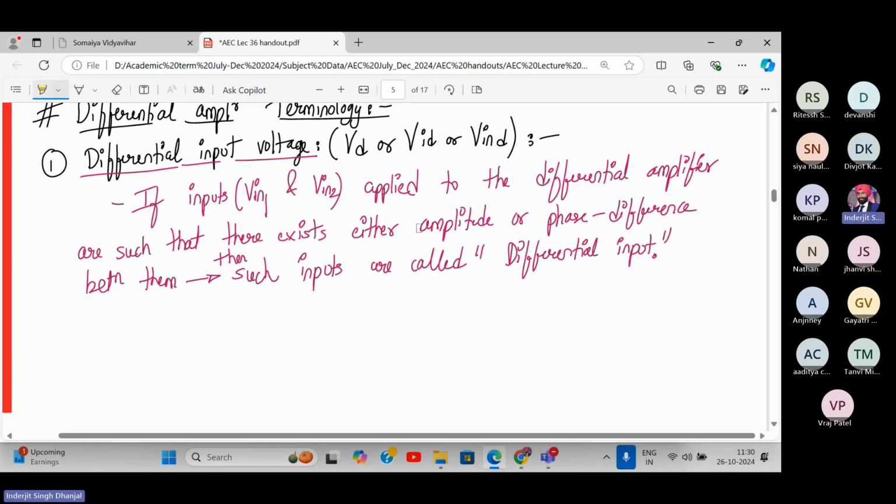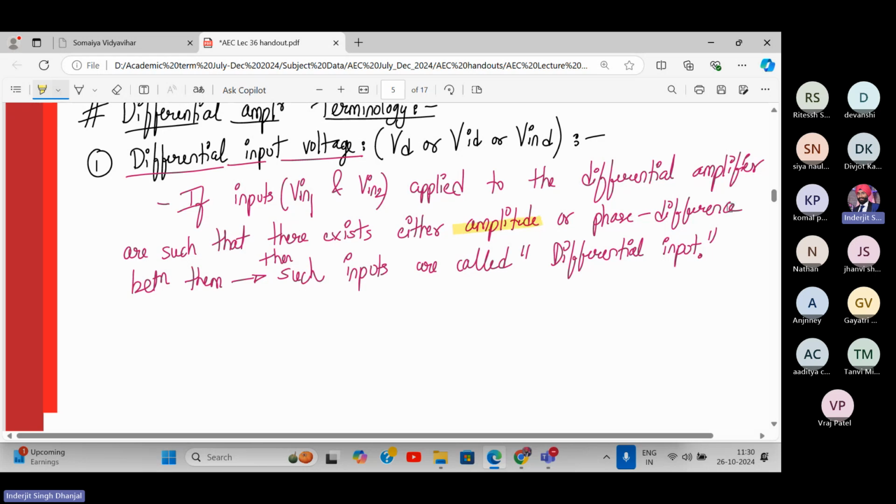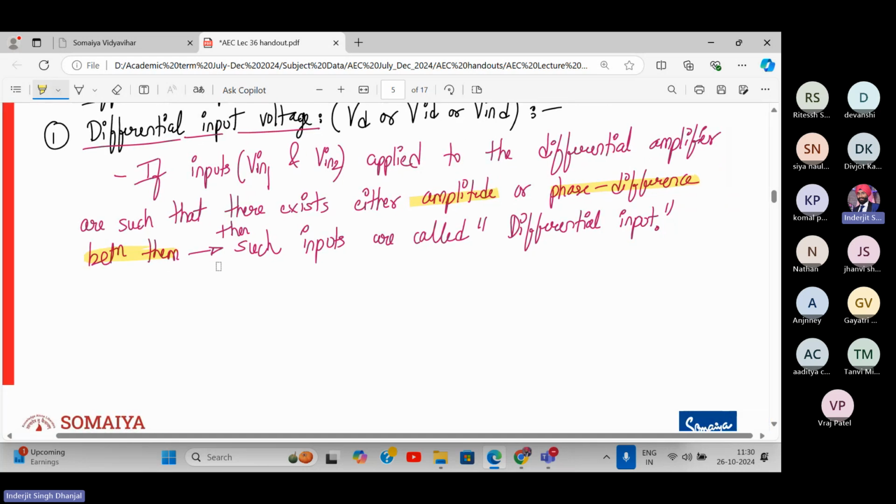Okay, these points are important. Either having amplitude or phase difference between them. So that is how we define differential input.